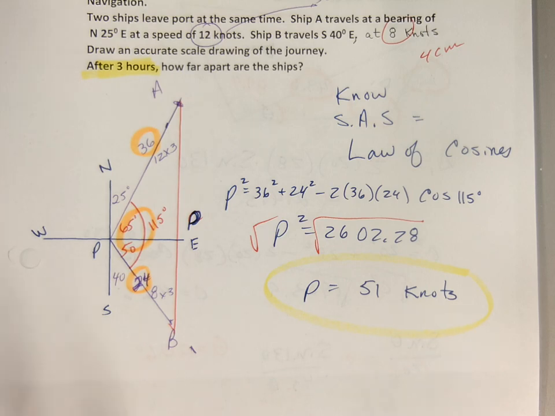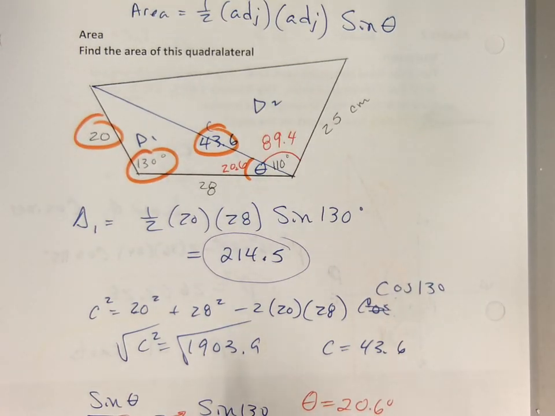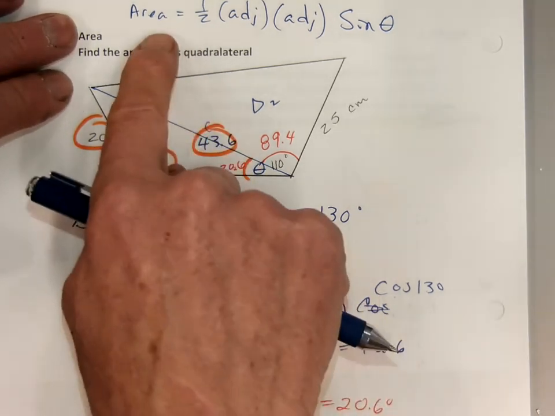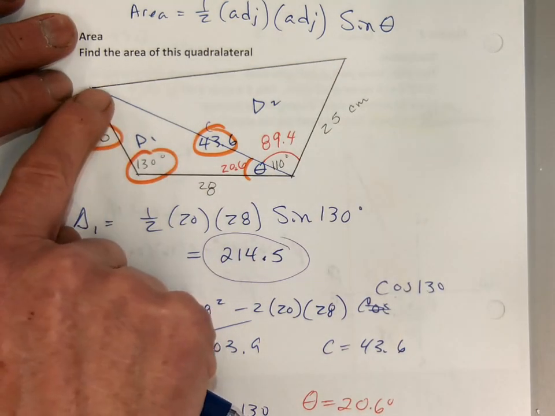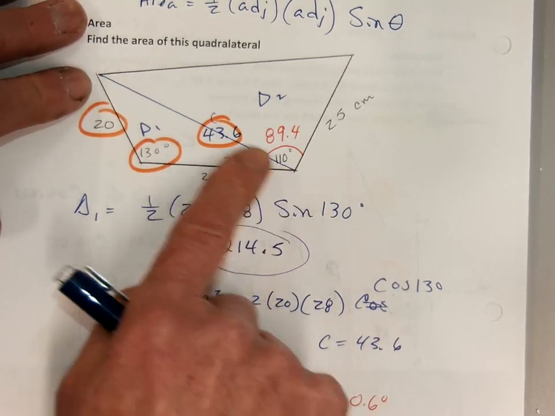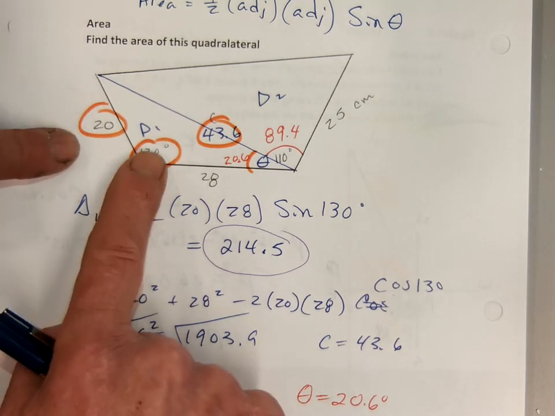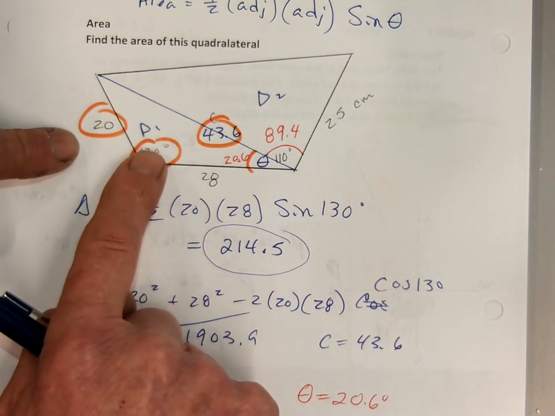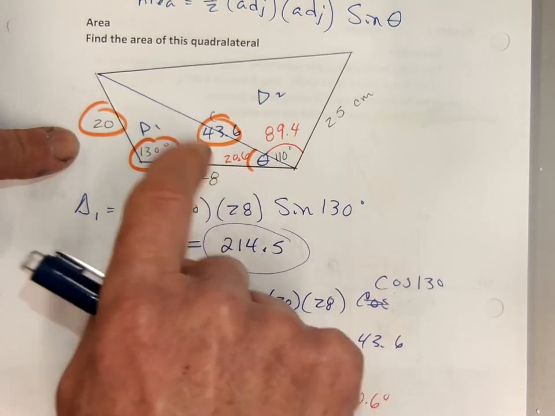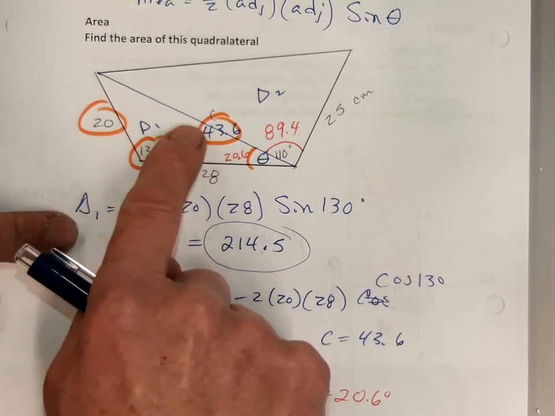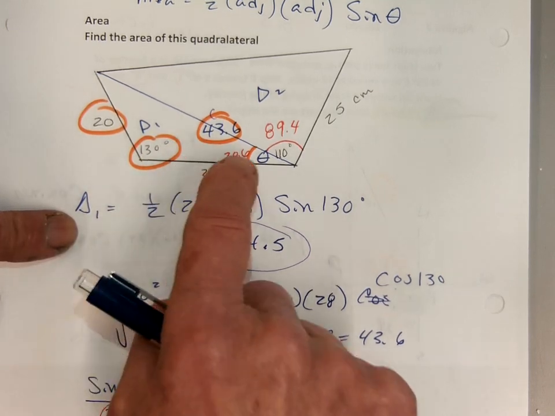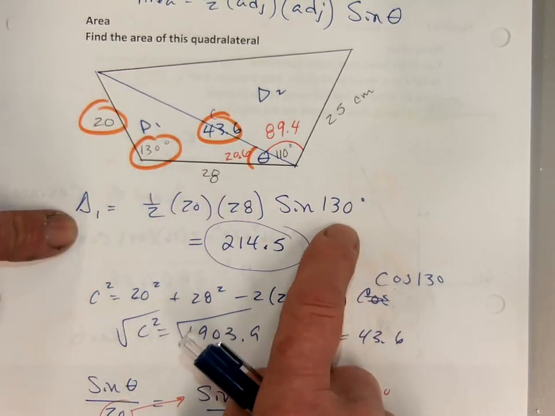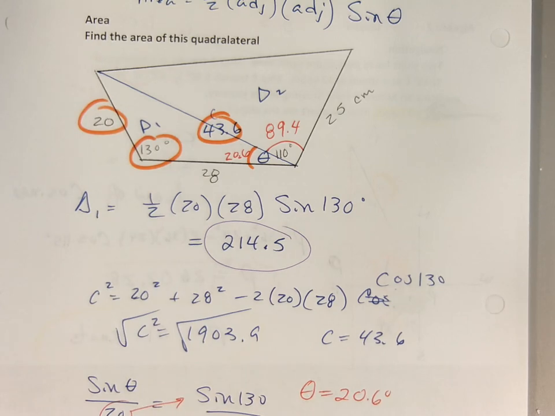Okay, now on the back side I have this quadrilateral. So to find the area of it, I know the area of a triangle is 1/2 adjacent times adjacent times the sine of the angle. So I cut it into 2 triangles, okay? The first triangle, that's not too hard because I have the adjacents and I have the angle. So I'm just going to go straight to get the area of the first triangle. I'm going to go 1/2 my adjacent, which is 20, times my other adjacent, which is 20, times the sine of the angle. I used my calculator and I got 214, okay?